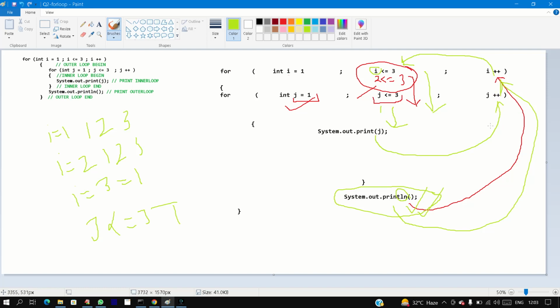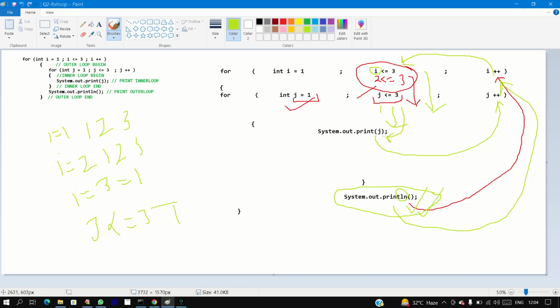Now moving to j++. Now j++ is guiding, you have to increment yourself by 1. It will again be going to the condition. Now the condition is 2 less than or equal to 3. Yes, the condition is true.